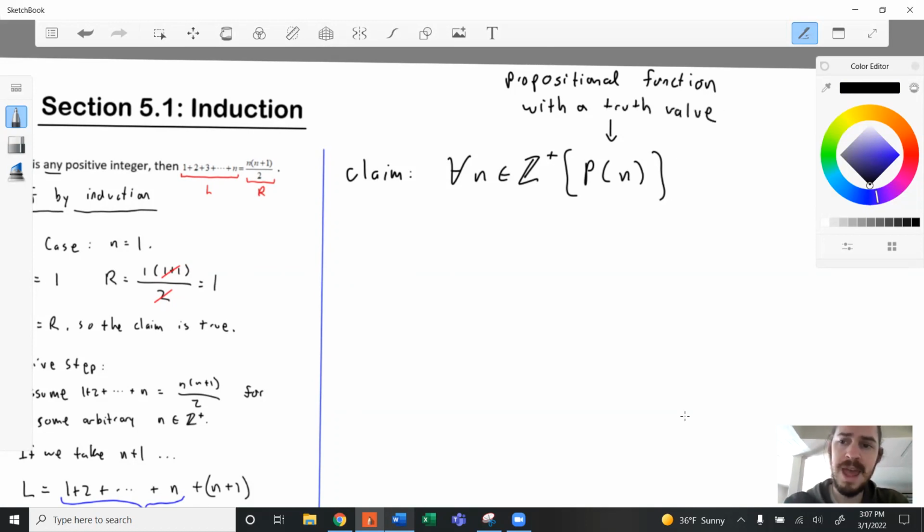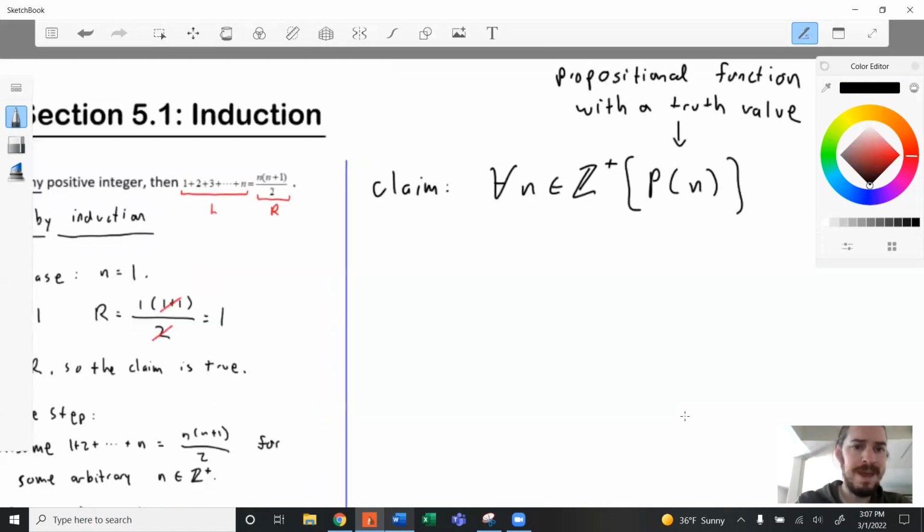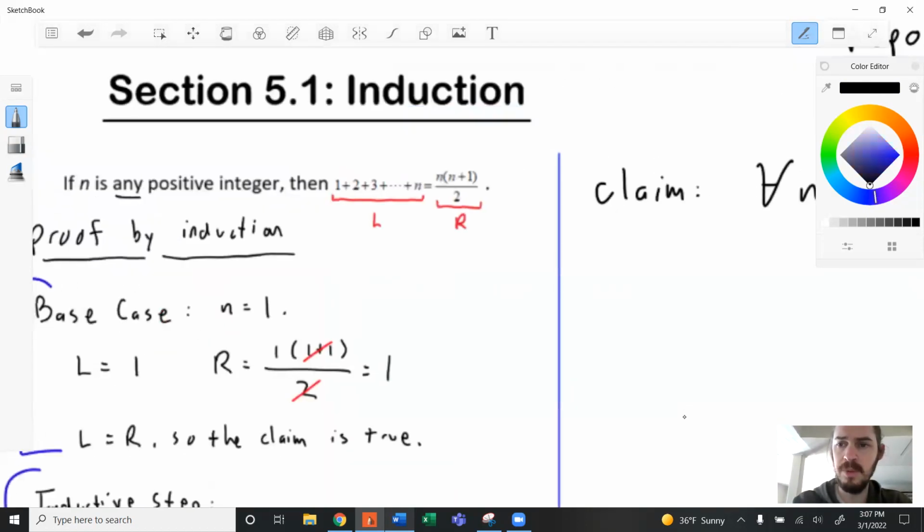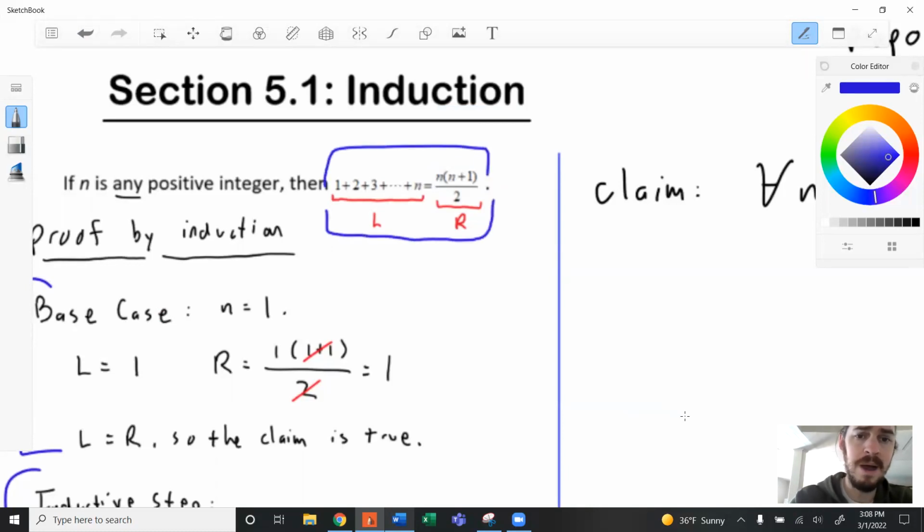So looking back at this example we did, P of n isn't just the left side. P of n isn't just the right side. P of n is the entire claim, this entire statement about n. All of that is P of n.